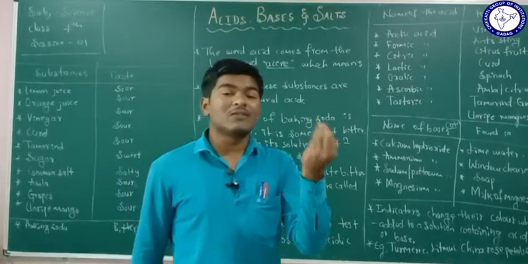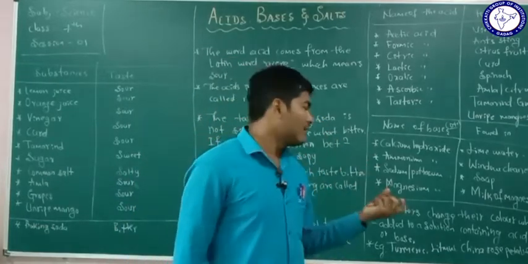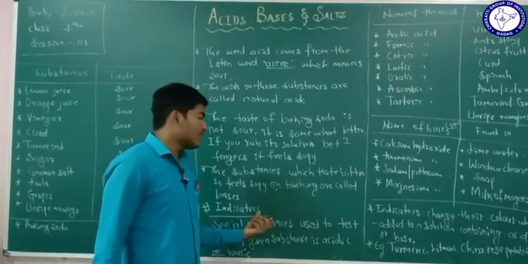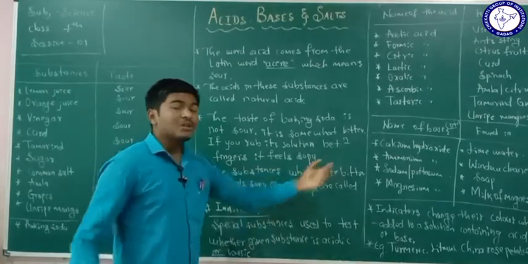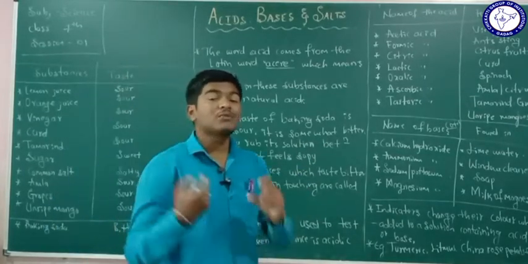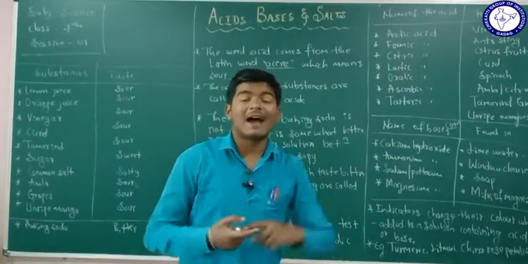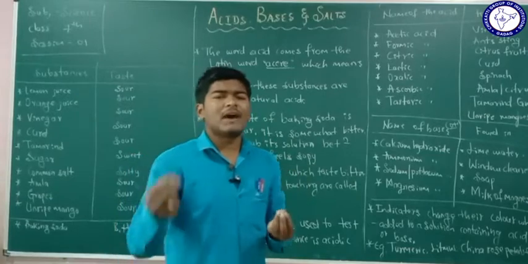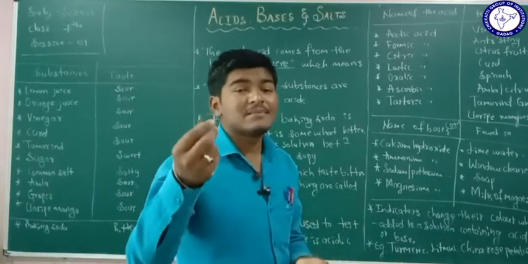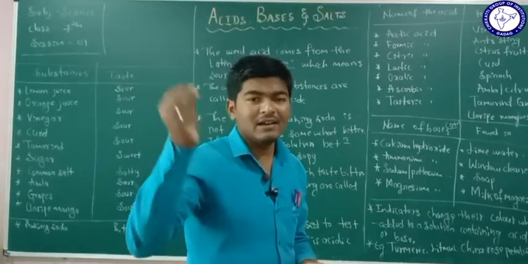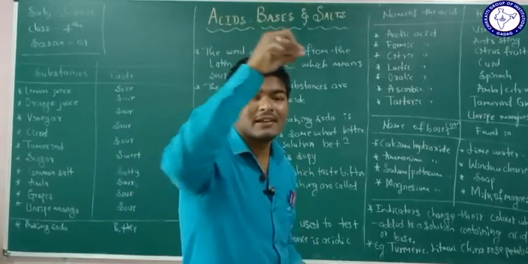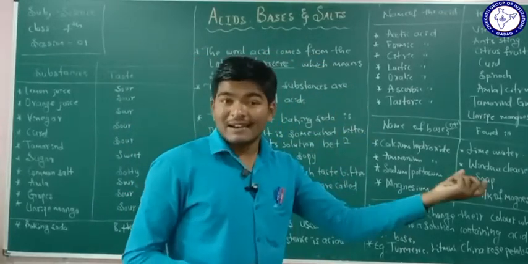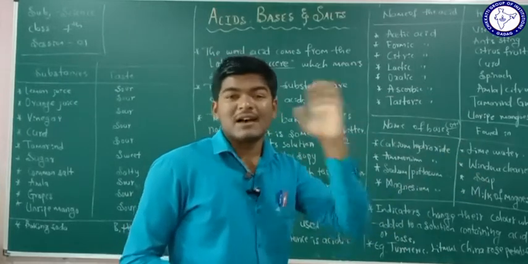How are we going to check whether a given substance is an acid or a base using indicators? An indicator changes its color when we add it to an acid or a base. If I consider any substance that does this, it is an indicator. If we add that indicator to a base, it changes its color and shows whether it is a base or an acid.